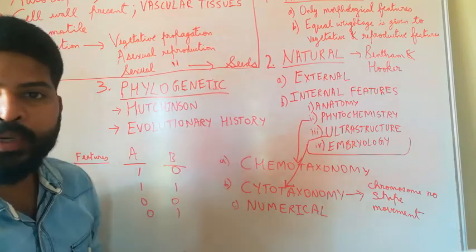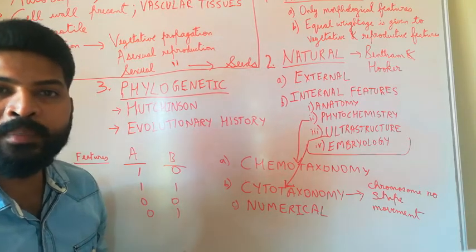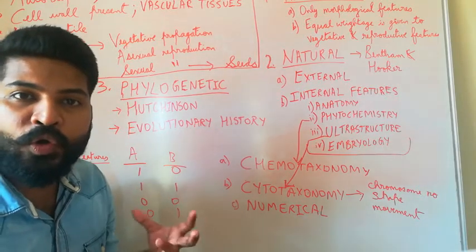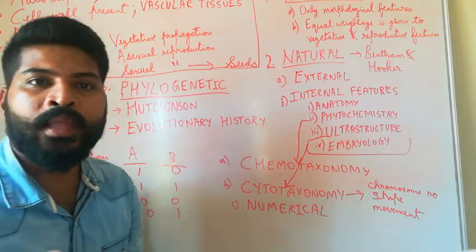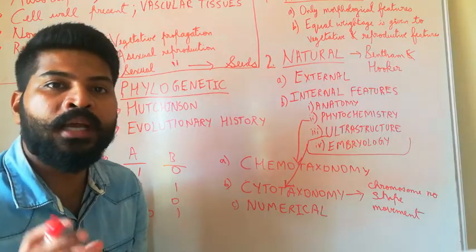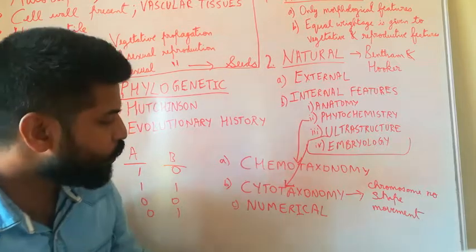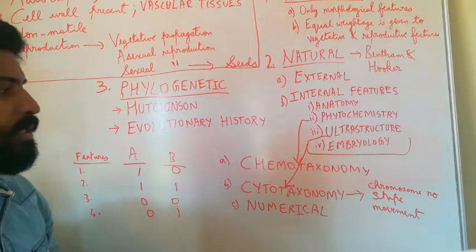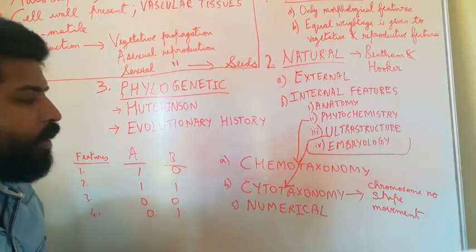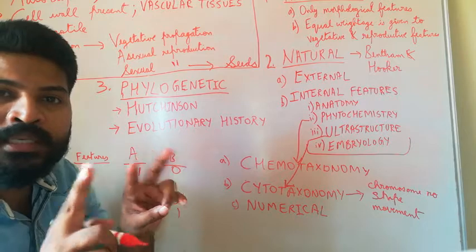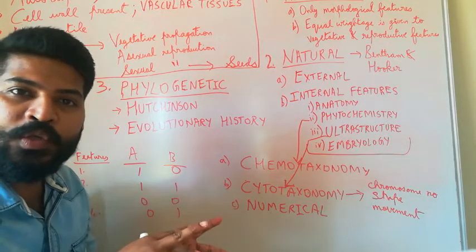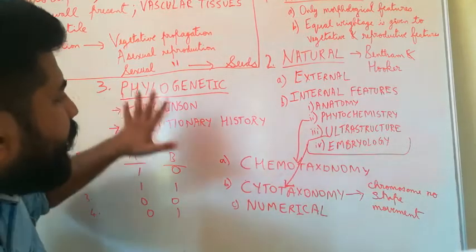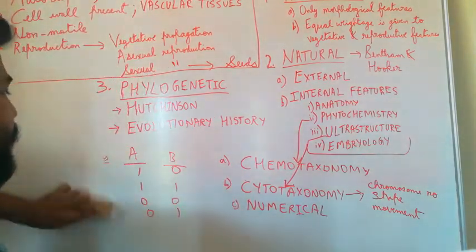put into the computer, and the computer will give you a graphical representation of whether these two are related, and if they are related, how closely are they related, with the help of graphs called as cladograms. So numerical taxonomy is also very important in classification of plants. Now when we talk about cladograms, how are two species related? Are they related closely or are they related not too closely? The third type of system of classification is based on this.